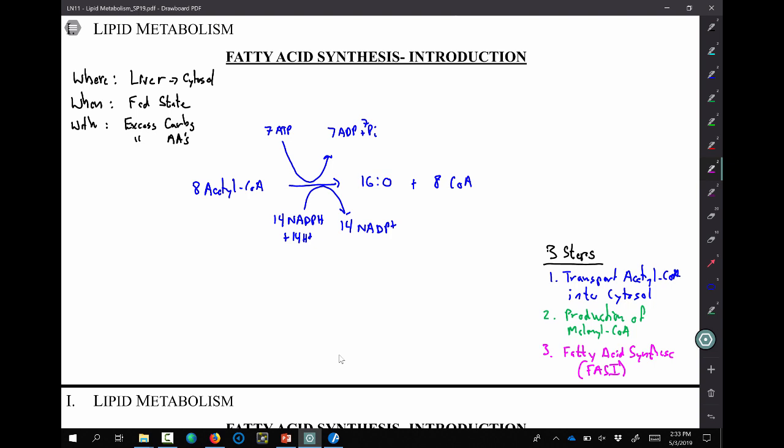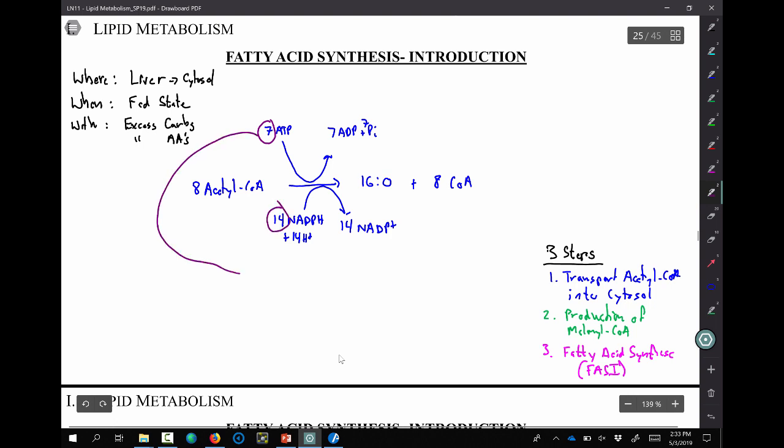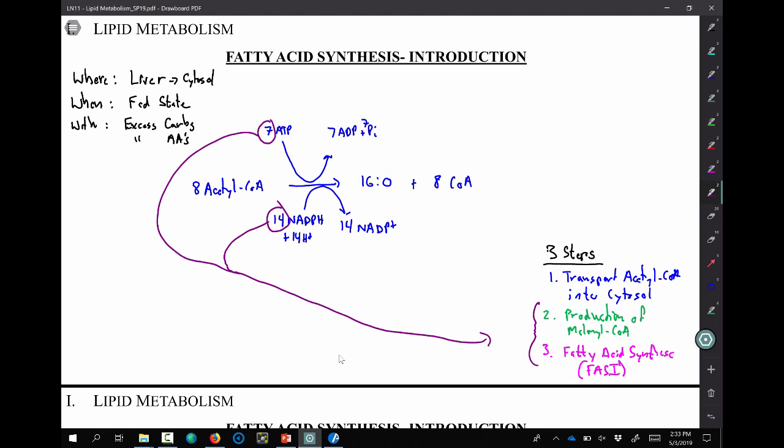Now, real quickly, something to say here. These numbers of ATP and NADPH only take into account these last 2 steps. There is an additional 8 ATP that have to be spent to get acetyl-CoA from the mitochondria into the cytosol. Those are not taken into account right here. So energetically speaking, as a total, this is going to cost about 15 ATP and 14 NADPH. Quite expensive, energetically speaking. That's why the fed state is really the only time that this is going to be occurring.